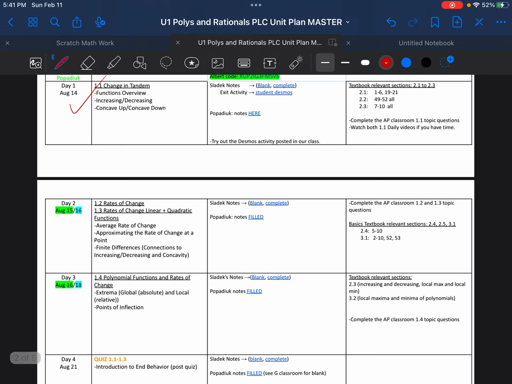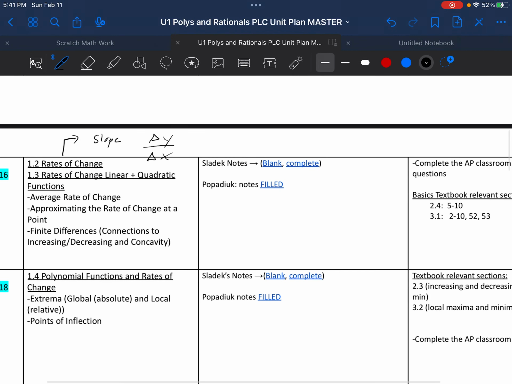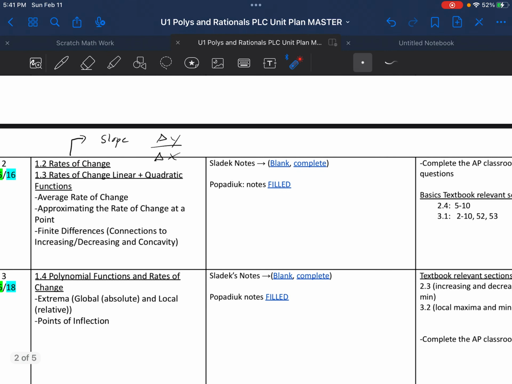Rates of change, linear and quadratic. Okay, so rate of change. This is our fancy word for slope, and it's basically the change in y over the change in x. Or sometimes, if we have time as our independent variable, it's the change in y over the change in time. But that's all rate of change is: how is the y variable changing compared to the x?